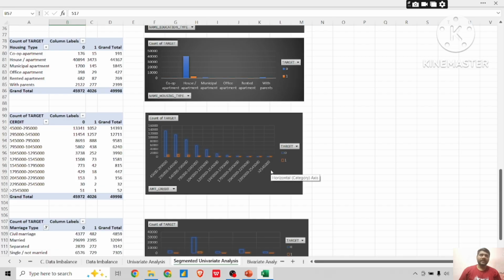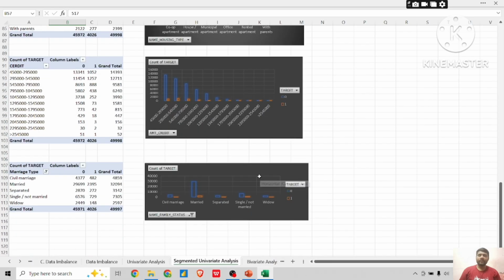Credit amount versus target: higher default occurs in the lower credit range of 4 lakh 50,000 to 7 lakh 95,000, mainly due to higher volume. Default declines as the credit amount increases, although sample size also decreases in the higher ranges. Default risk is concentrated in the mid to lower credit bands. High credit customers might be screened more stringently or be financially stronger.